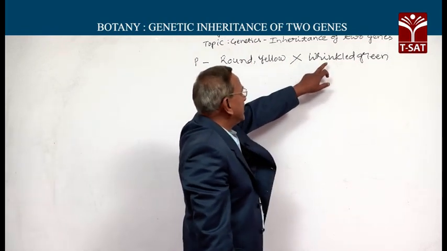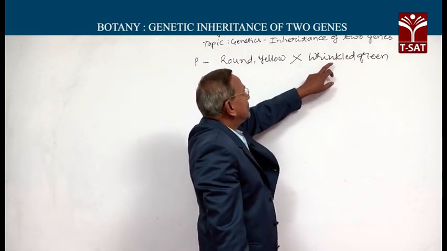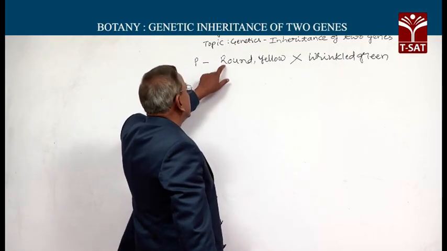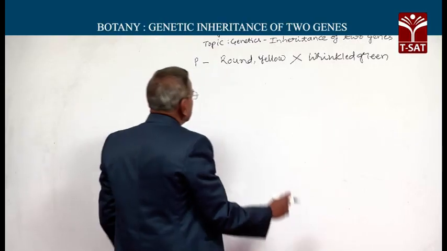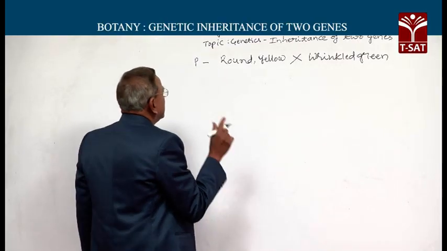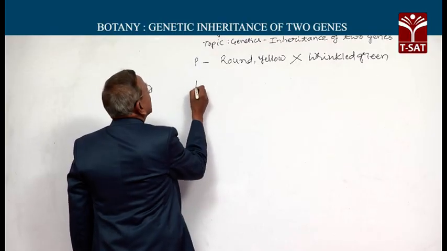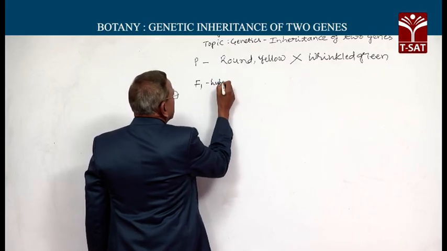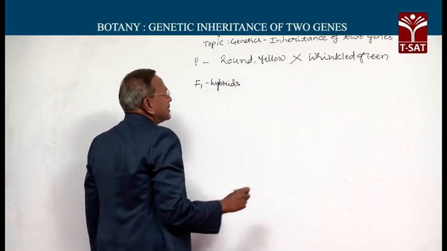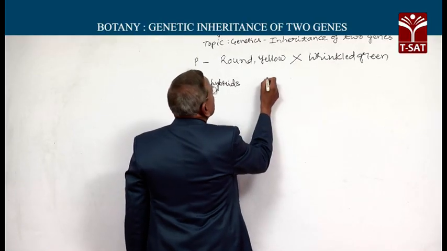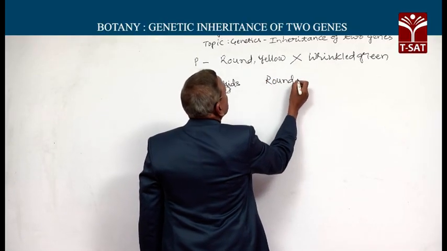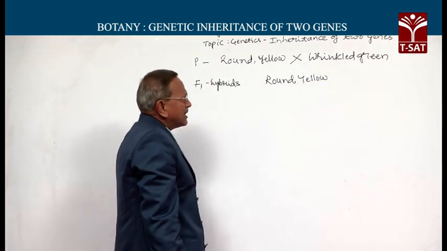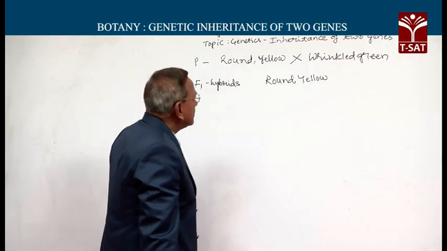This is also true breeding. This always produced only wrinkled green seeded progeny. So these parents are crossed and the seeds are collected. When seeds are planted, F1 generation is raised. F1 hybrids are raised. The F1 hybrids are represented by round and yellow characters only. Seeds are round, their color is yellow.